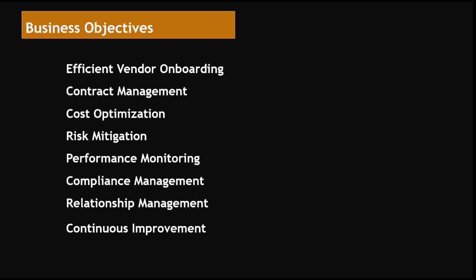Continual improvement: continuously assessing and enhancing the vendor management processes, tools, and practices to adapt to changing business needs, technology advancements, and market dynamics. The objective is to drive efficiency, agility, and effectiveness in vendor management operations. So these are the main business objectives.